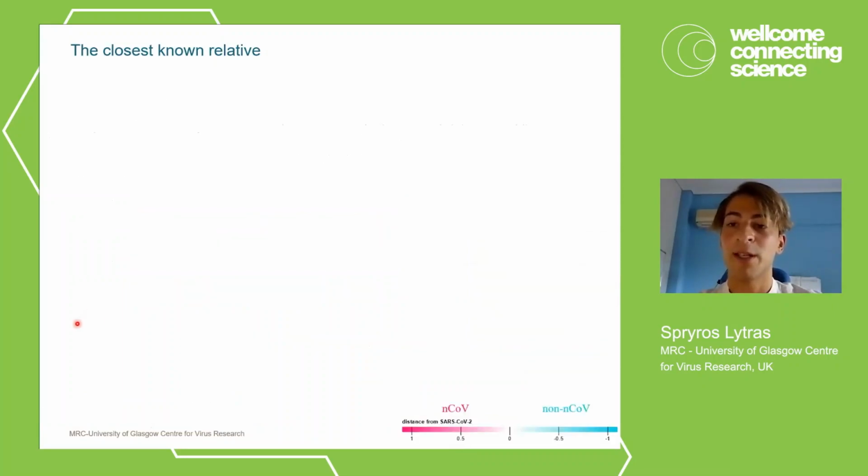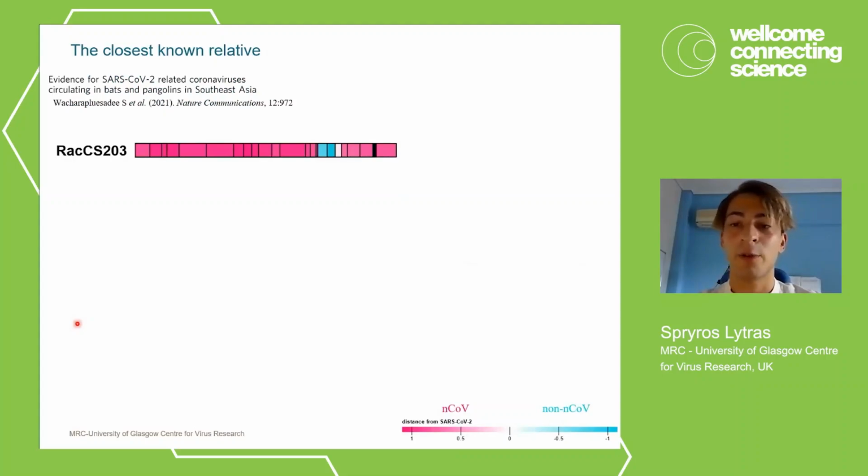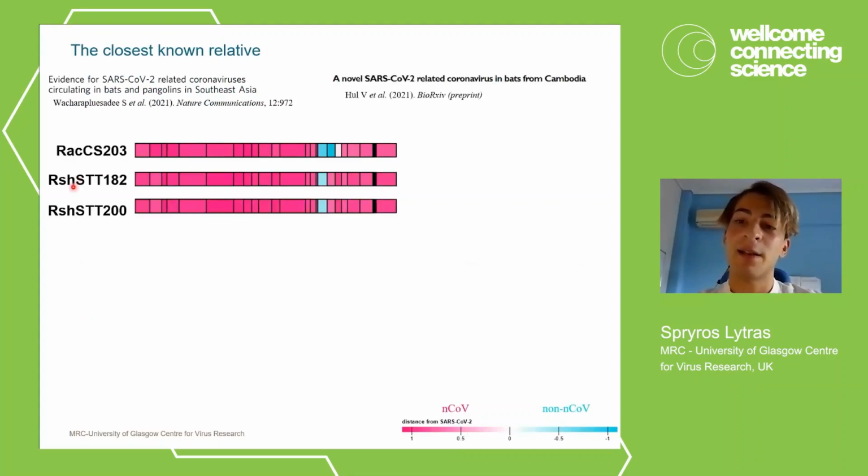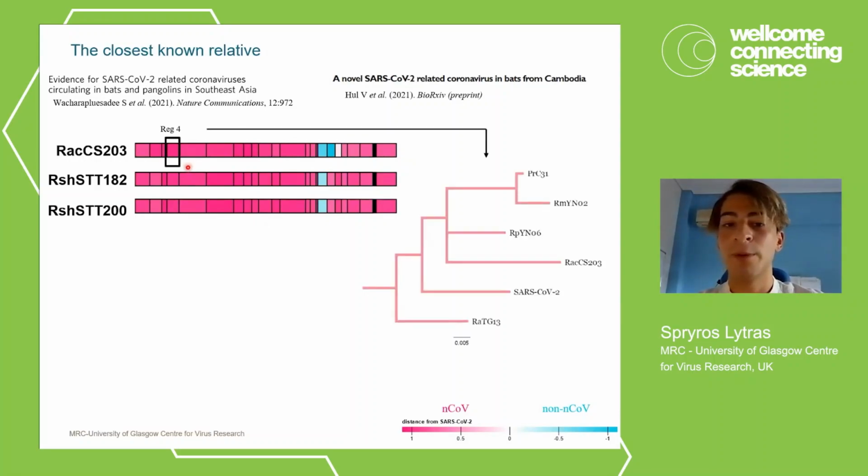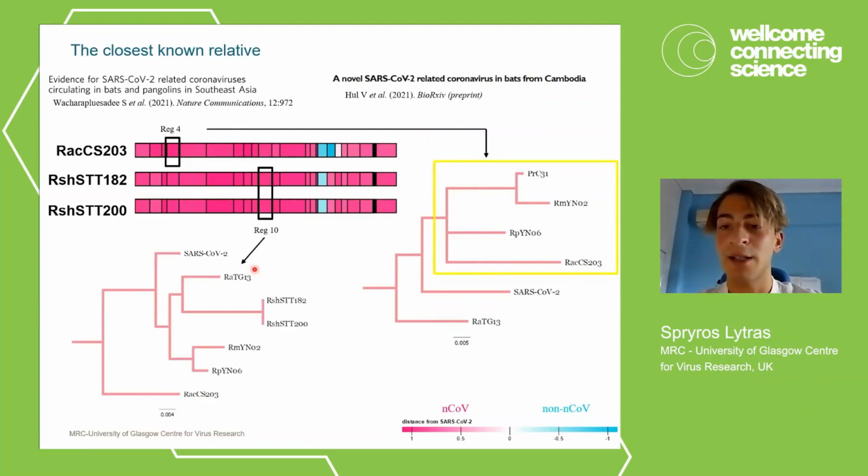but there are other closely related viruses that have been sampled outside China, namely RaOX203 has been sampled in Thailand, and these RShSTT viruses sampled in Cambodia. And you can see that there's also evidence of between-clade recombination in these viruses. So if we look at region 4, for example, you can see that RaOX203 seems to cluster within the Yunnan clade that I just showed. Whereas for region 10, the RShSTT viruses pair up with RaTG13. And here you could argue that SARS-CoV-2 is actually recombining out of this clade.